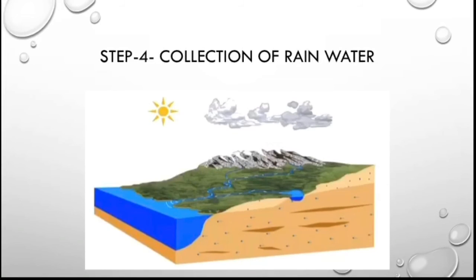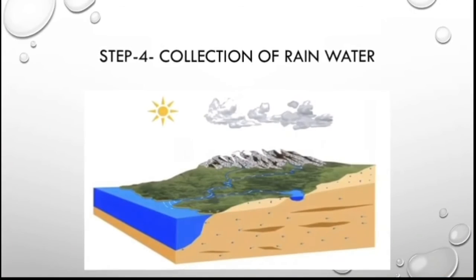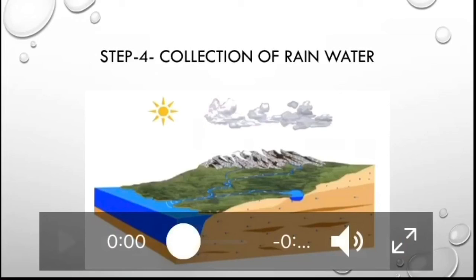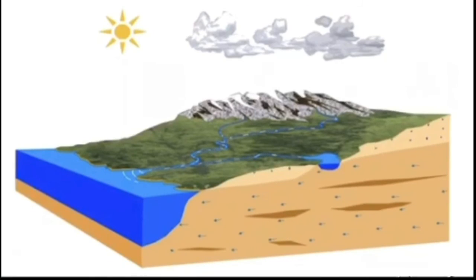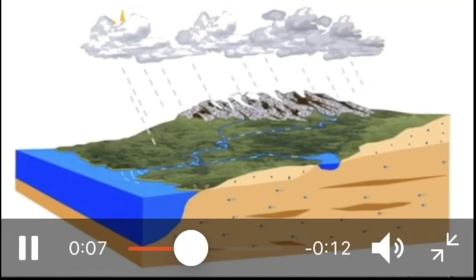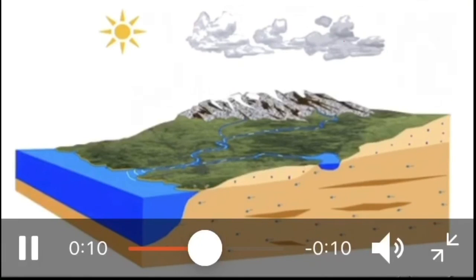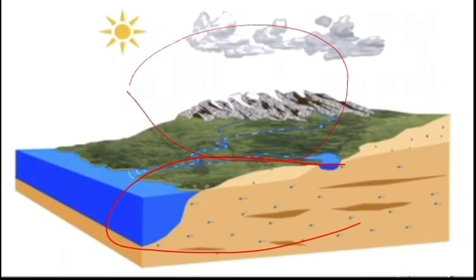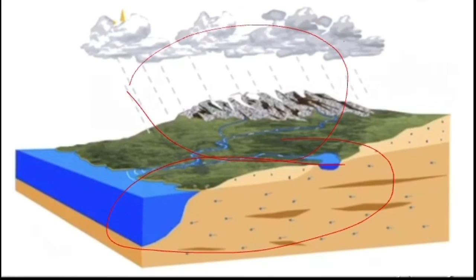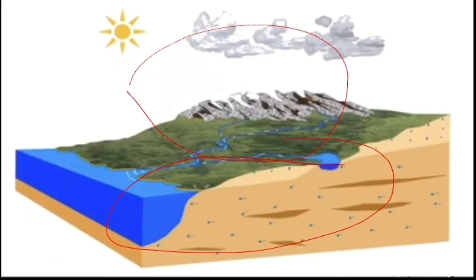So, dear students, how do we collect the rainwater? Let us see. So, here you can see the collection of rainwater. Once the rain has dropped, it collects in oceans, lakes, and rivers. It even seeps through the soil and becomes groundwater.